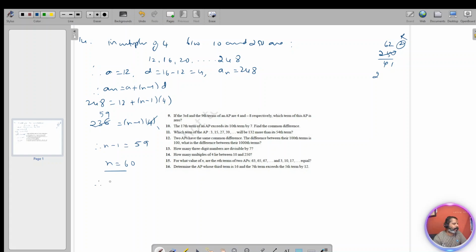Therefore, there are 60 multiples of 4 that lie between 10 and 250. Please conclude the answer. Okay. We'll move to the next question. 14th done, 15th, and 2 more are left only.